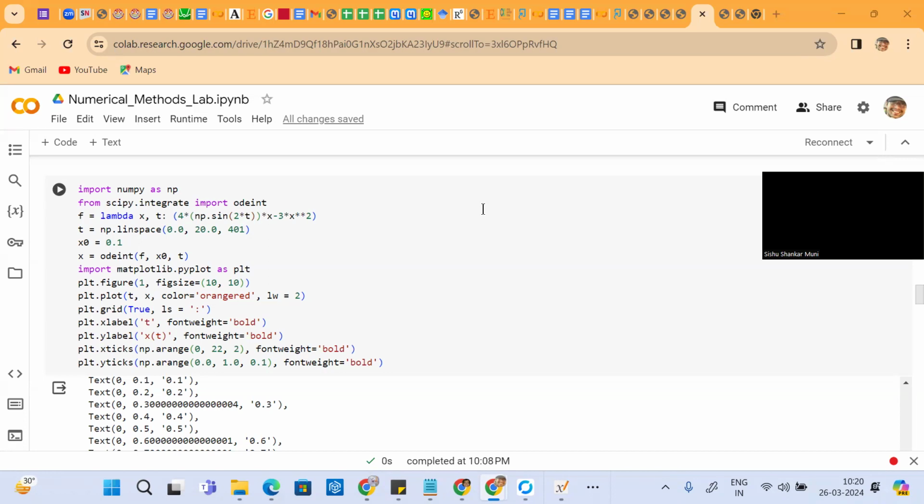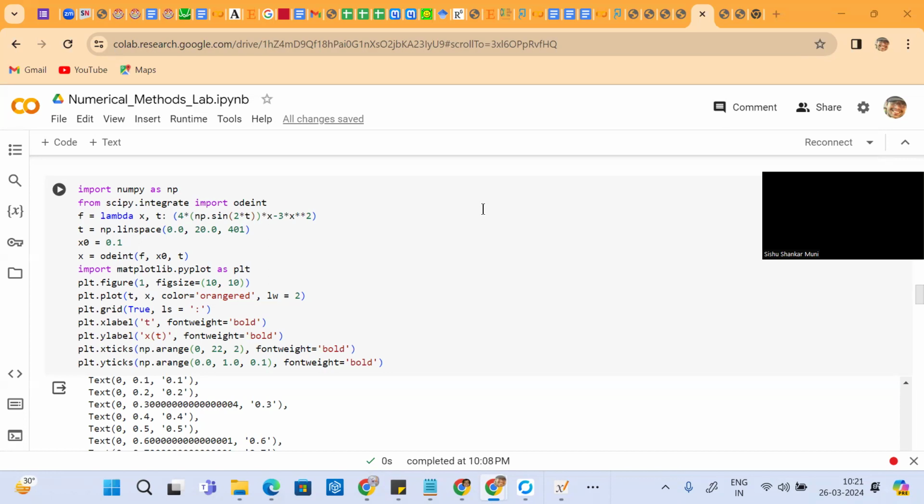Grid, yeah, I wanted a grid. So plt.grid equals True. In brackets, I have written True. So you will see the grid on your plot in the figure. And I am denoting the x and y labels. So plt.xlabel is t. You will see the font weight is bold. If I had not given the font weight, it would be just normal. plt.ylabel is x(t), which is the output.